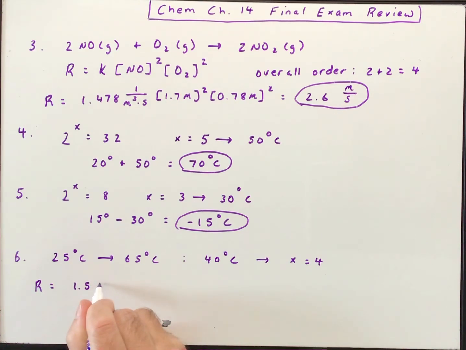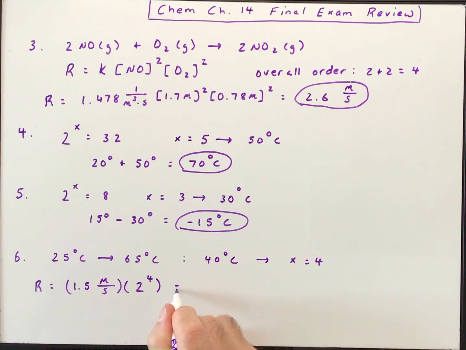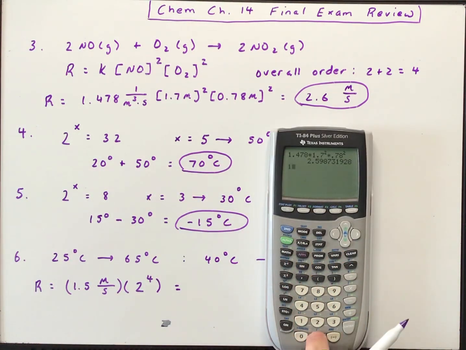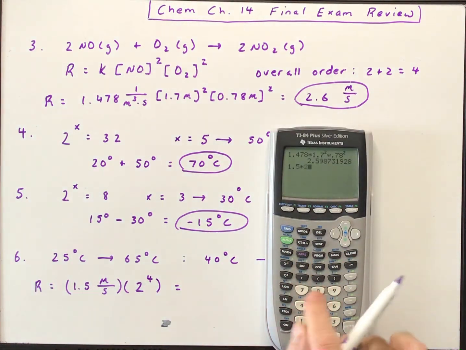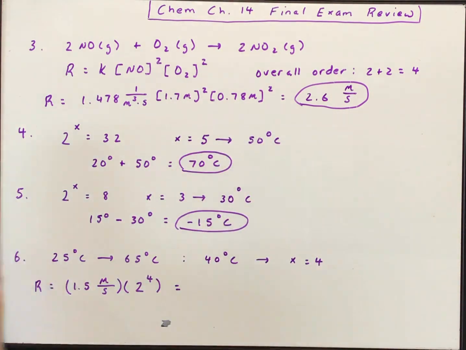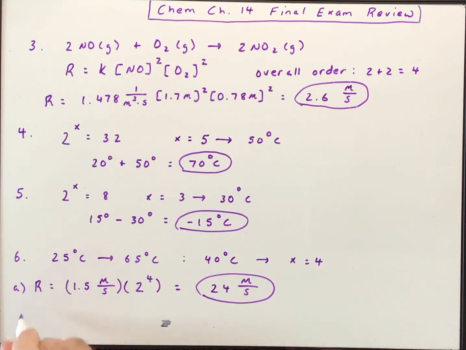So our new rate, r, is going to be 1.5 molars per second times 2 to the 4th power. Okay, 2 to the 4th, this is the exponent. So 1.5 times 2 raised to the 4th power is 24. So our new reaction rate is going to be 24 molars per second. So that's part A.